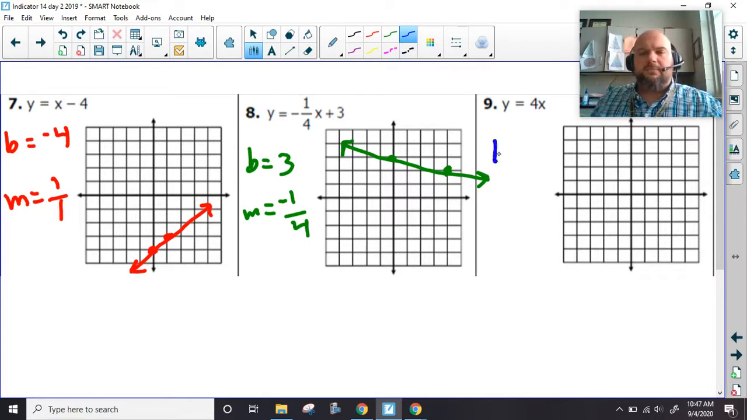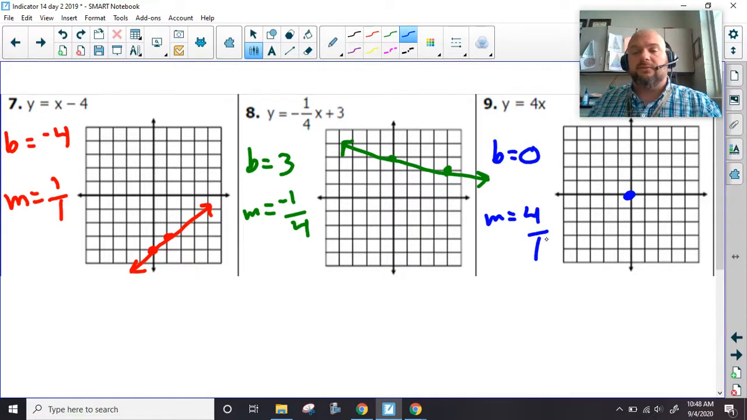All right, my b. Where's my b? There's nothing there. That means it's 0. Okay, so that means it's at the origin. So that's easy. Okay, we didn't have to move anywhere. All right, my m is 4. Again, that's 4 over 1. So I'm going to go over 1, up 4. 1, 2, 3, 4. Now, I always go to the right first. I always do the run first before anything else, and I always go right.